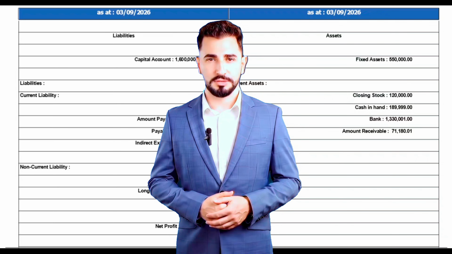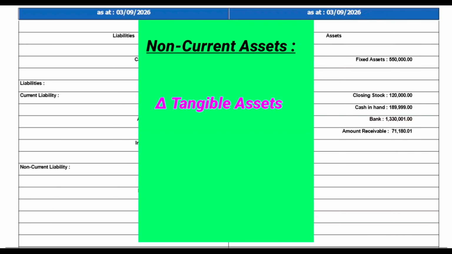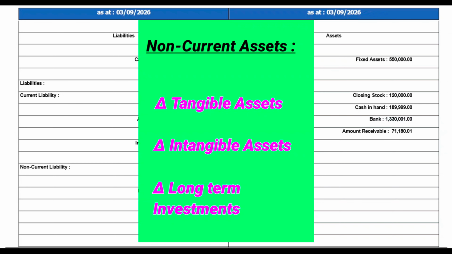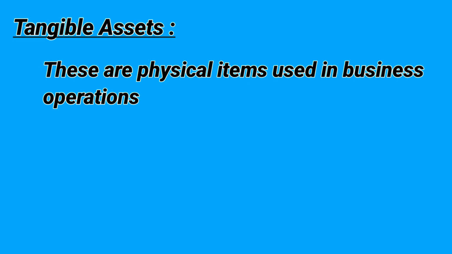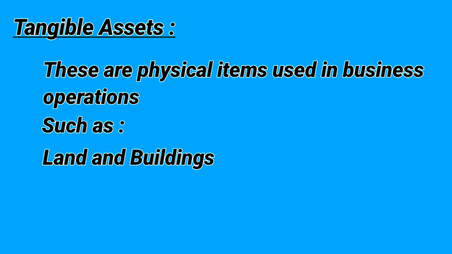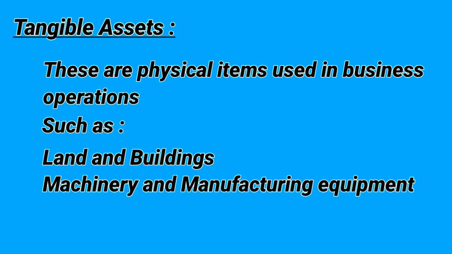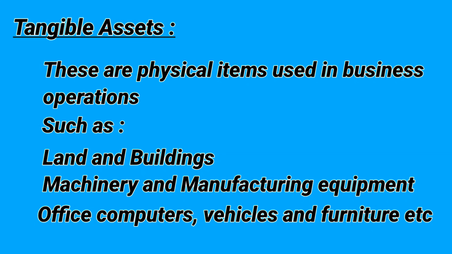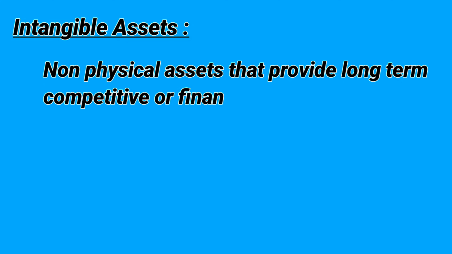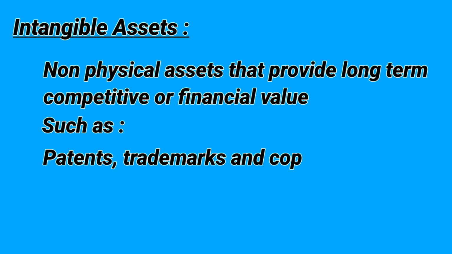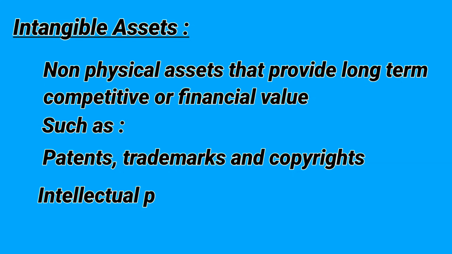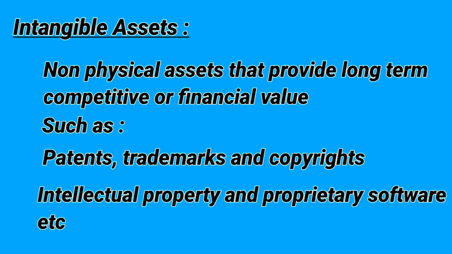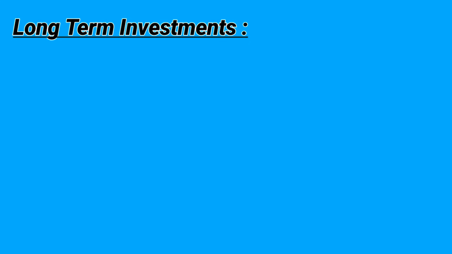Non-current assets are categorized into three main types: tangible assets, intangible assets, and long-term investments. Tangible assets. These are physical items used in business operations, such as land and buildings, machinery and manufacturing equipment, office computers, vehicles, and furniture, etc. Intangible assets. Non-physical assets that provide long-term competitive or financial value, such as patents, trademarks, and copyrights, intellectual property, and proprietary software, etc. Long-term investments.